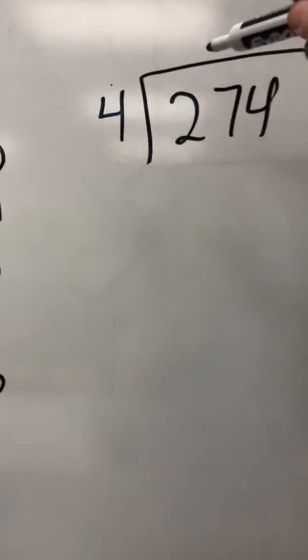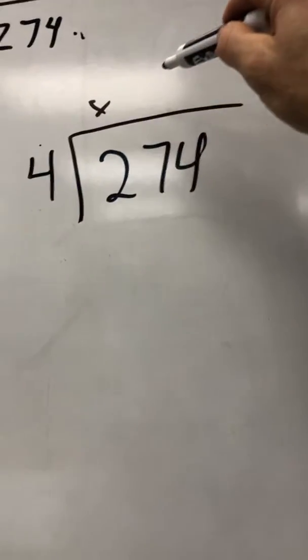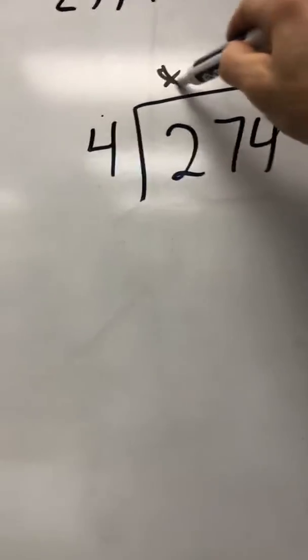Divide. Does McDonald's sell cheeseburgers? Okay. Does 4 go into 2? Nope. Does 4 go into 27? Yes, it does. How many times? 6 times.